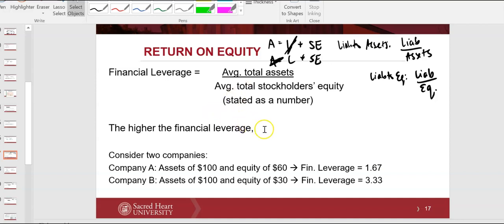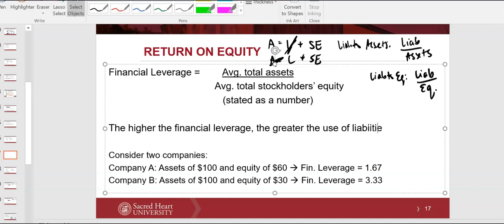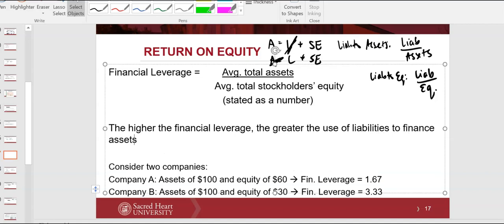And so the higher the financial leverage, the more times greater that our assets are over equity. Well, the only other way to finance our assets is with debt or liabilities. So the higher the financial leverage, the greater the use of liabilities to finance assets.